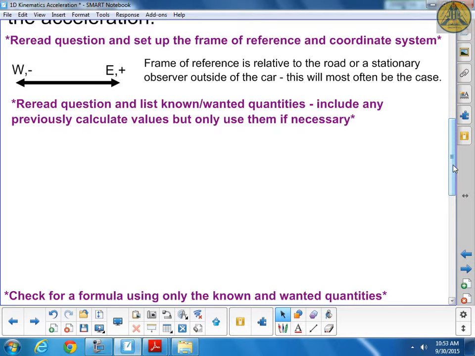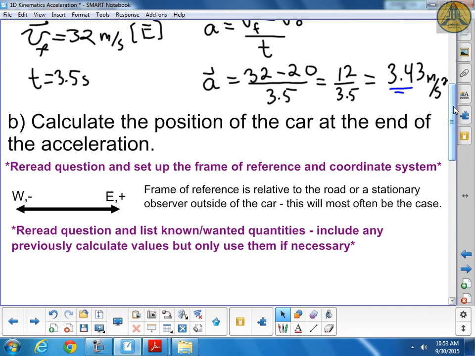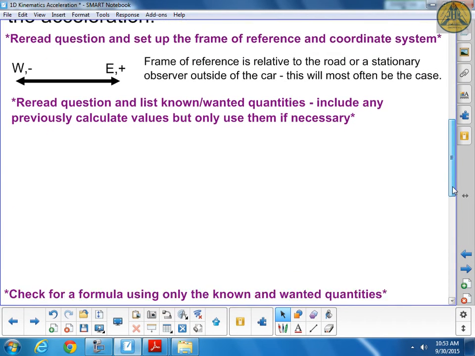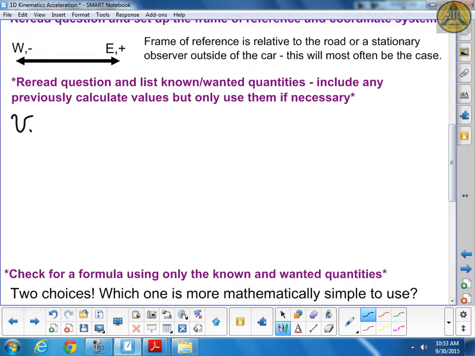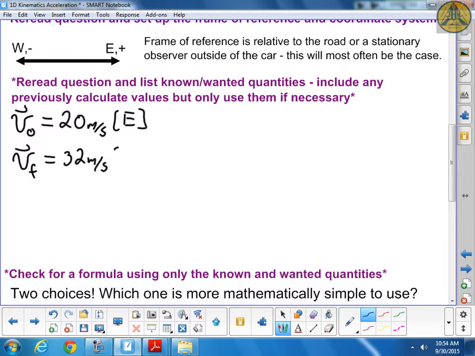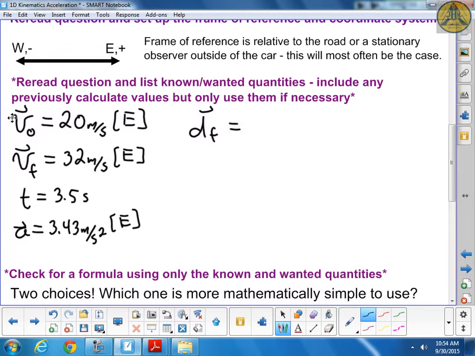So writing it all down. Everything: initial velocity, 20. These problems get a little bit faster to do once you get used to the new formulas. Final velocity, 32. Time is 3.5 seconds. Now we have the acceleration, 3.43, still east. We are looking for final position. What was the object's initial position? 0. Exactly 0. You were not told what it is, so we just take the assumption that it's 0.